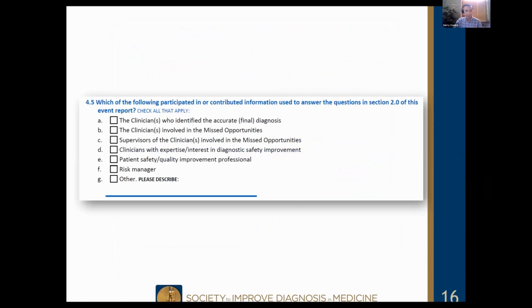And the other data element that I wanted to just bring up for discussion is this element here, which characterizes how or who participated in contributing information to answer the questions around this analysis. And so you can see the list here: the clinician who identified the final diagnosis, and supervisors, clinicians, patient safety and quality improvement professionals, risk manager. But I just went through a list of how patients can initiate this, and they're not listed here as contributing to the analysis. So that's a definite shortcoming as far as what we've seen.